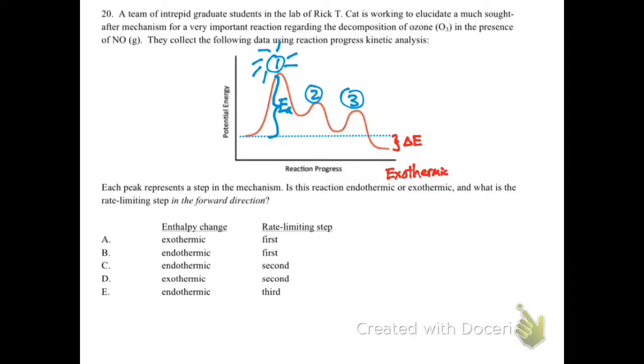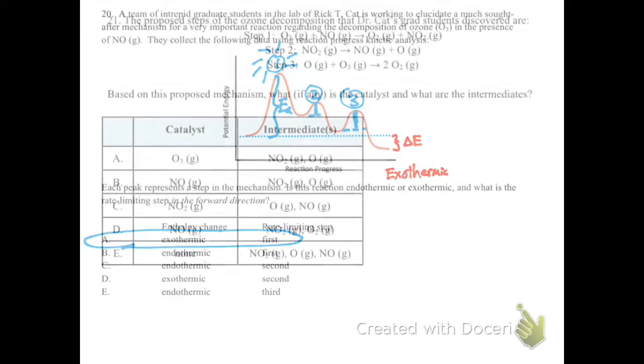Whereas if we look at these other 2 steps, this one, that's not that big. And this one, comparatively, also not that big. Step 1 clearly has the largest activation energy and is therefore the slowest. So the answer is going to be A, exothermic, with the first step being the rate limiting step.